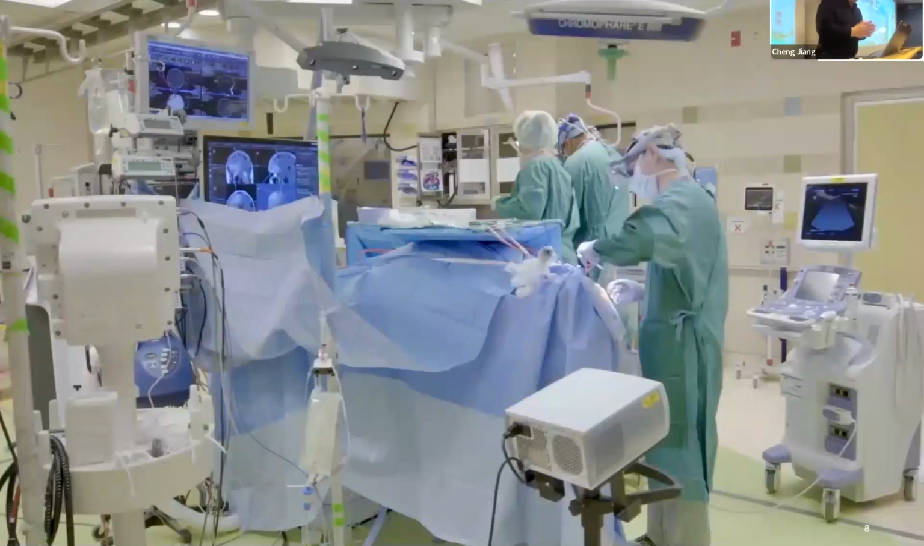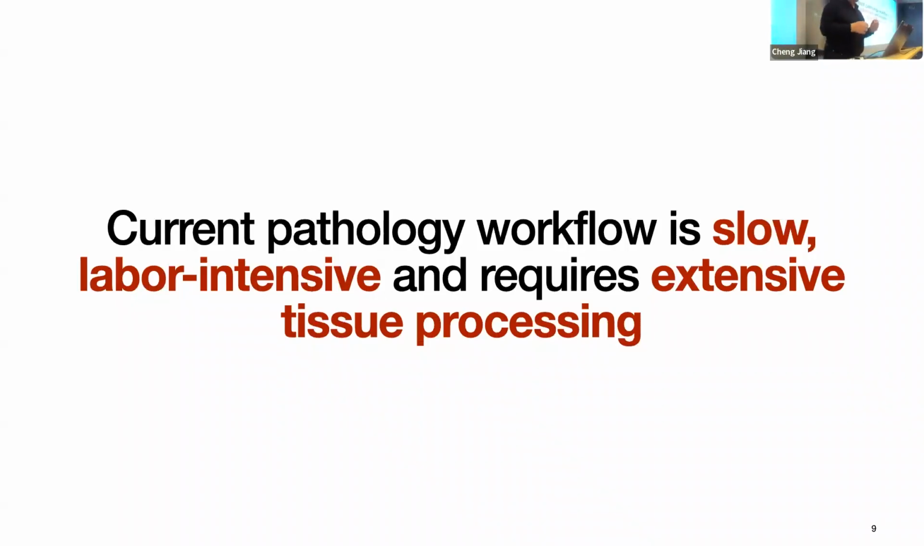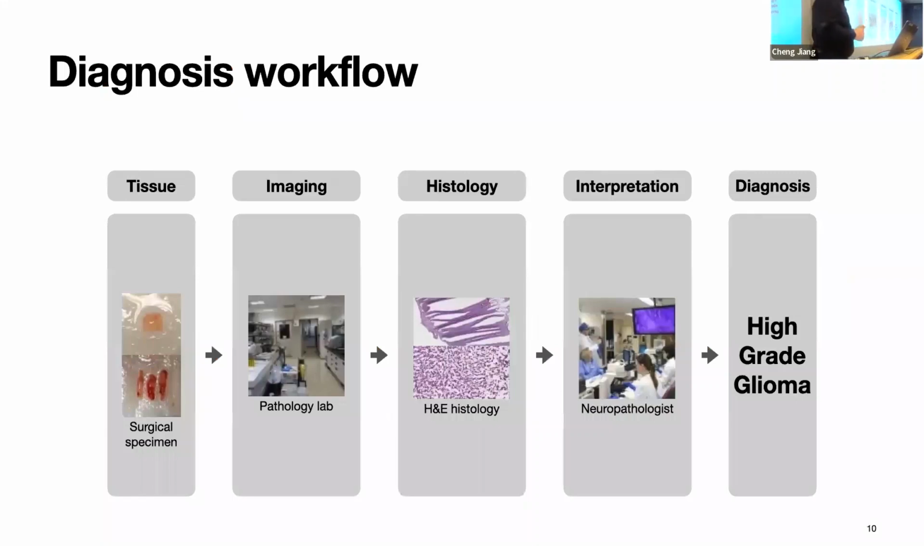And right now, this specimen will go through a pathology workflow that is slow, labor intensive, and requires a lot of tissue processing, right? And here's what I mean. The tissue will get sent to a pathology lab, and then a histological workforce will have to process the tissue, right? And there's a lot of processing steps, including fixing, sectioning, and sometimes staining. And this requires a highly skilled workforce, and these images can also look very inconsistent sometimes. That depends on the technician's preference and their experience.